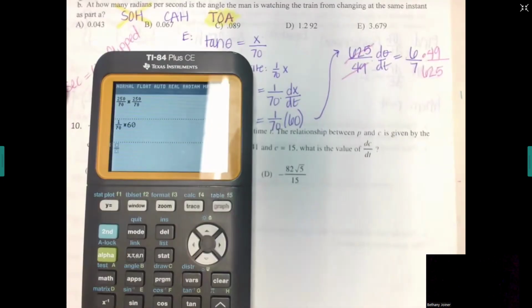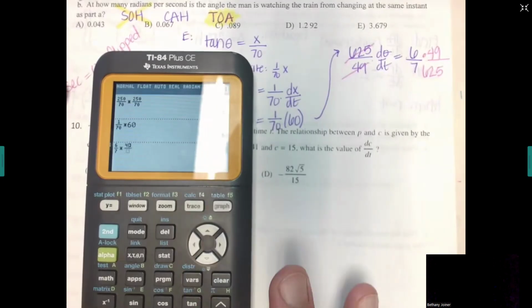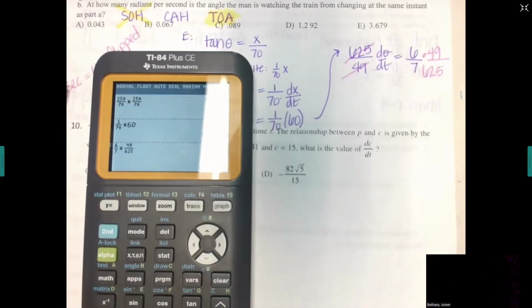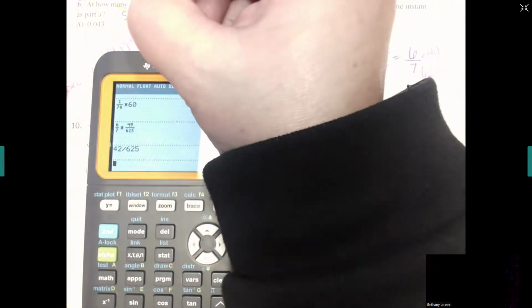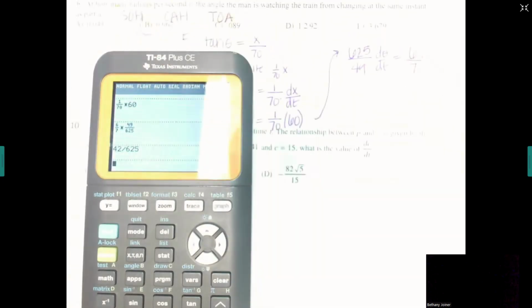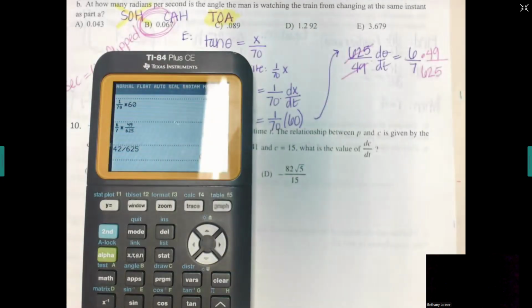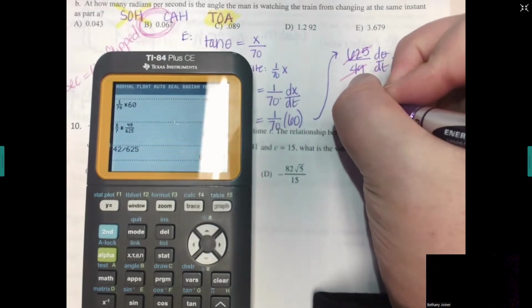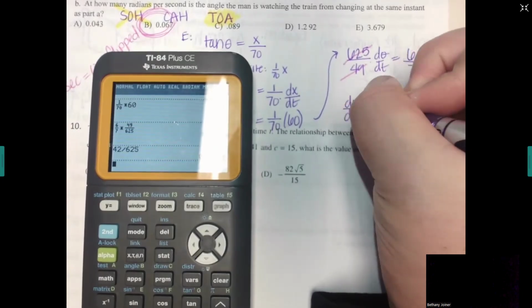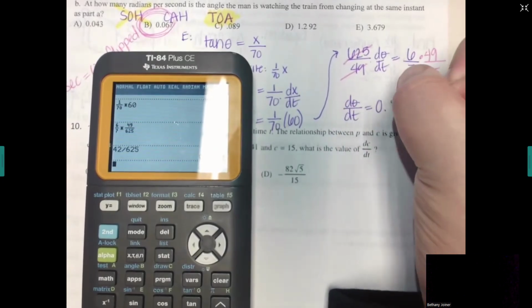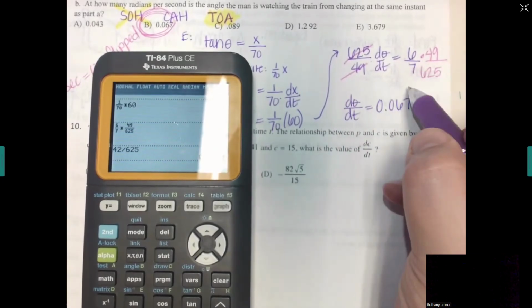So 6 over 7 times 49 over 625 gives me 42 over 625, and then I'm going to have to divide that to get a decimal, 0.067. What a great question. I actually made it up years ago, so this wasn't even crafted to have so many 6, 7s in it.